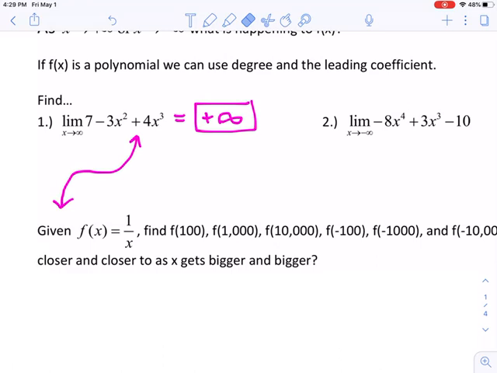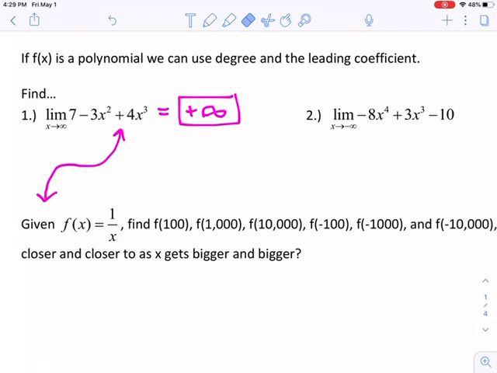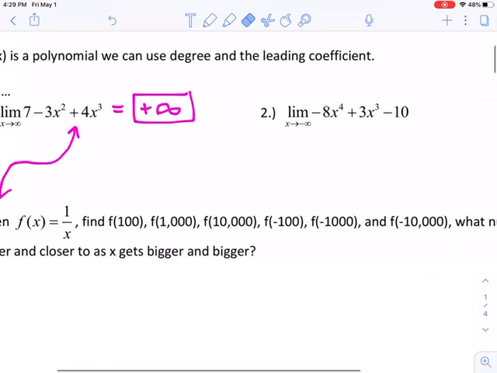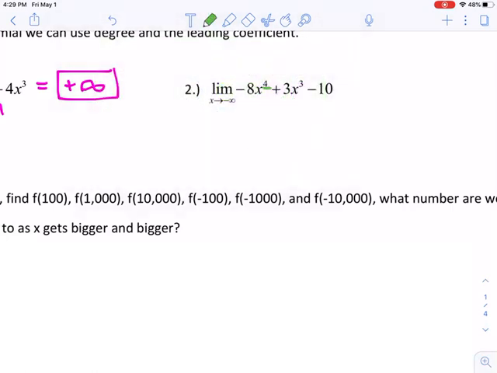Let's look at question number 2 now. Another polynomial function. We want to find the limit as x approaches negative infinity of negative 8x to the fourth plus 3x to the third minus 10. This time we're dealing with an even degree of 4 and a leading coefficient that's negative. So it might make an upside down u or it might make an m. And as we look at what happens as x approaches negative infinity, as I move to the left, my graph is shooting down. So it's approaching negative infinity.